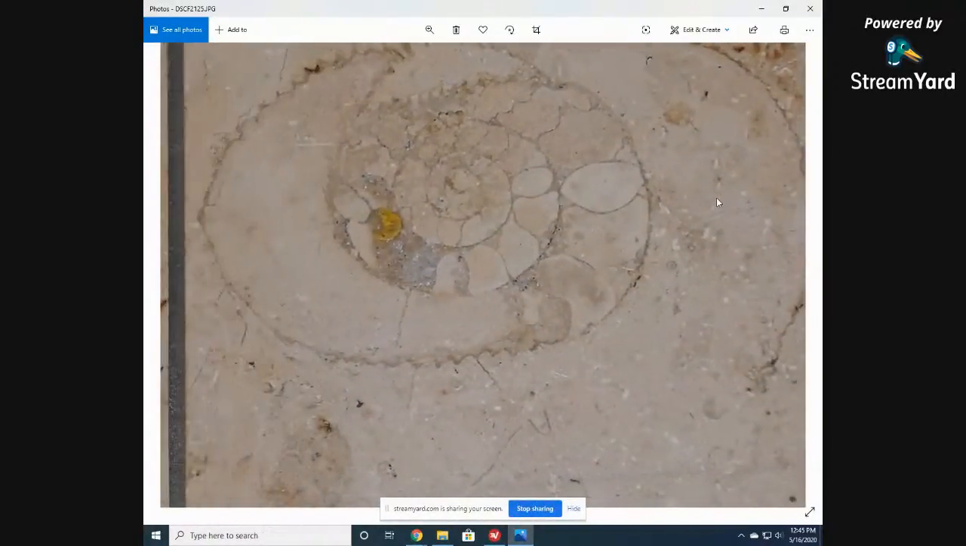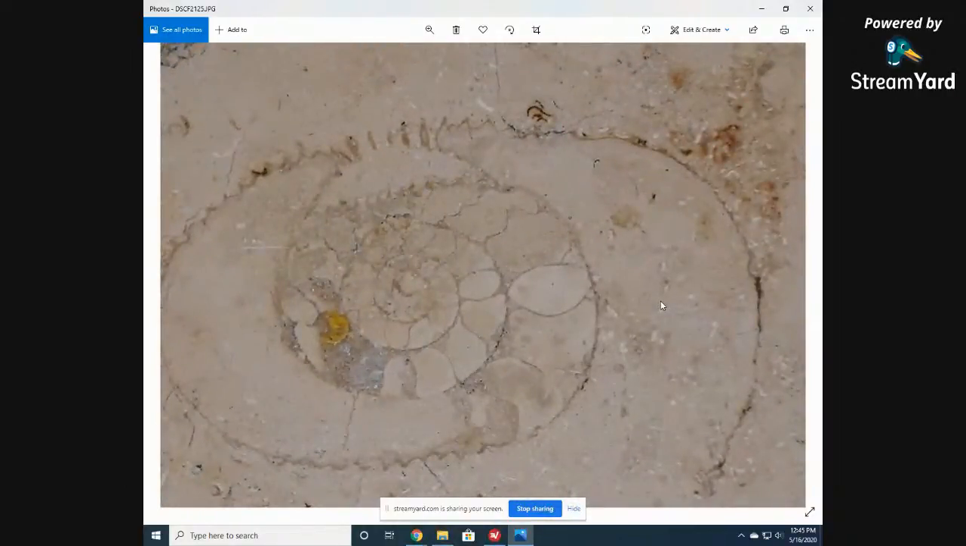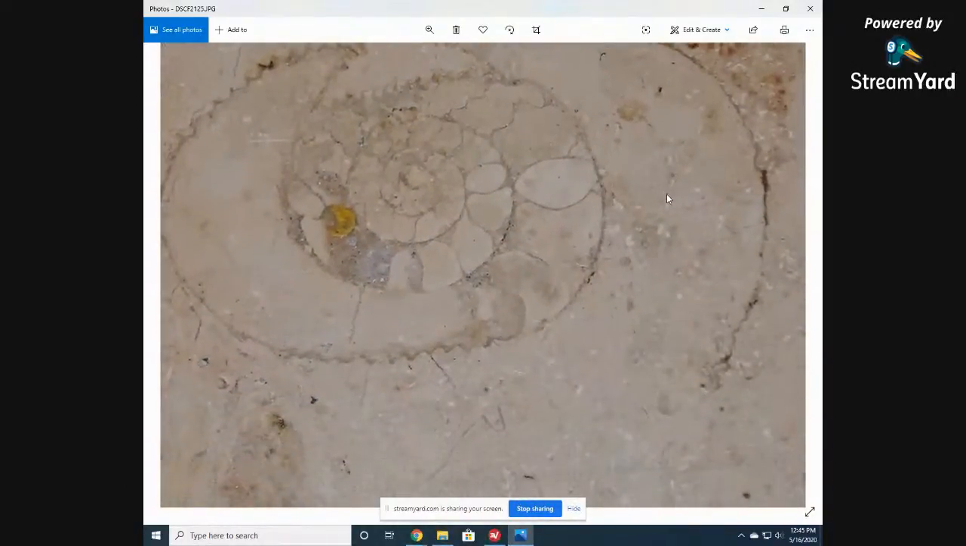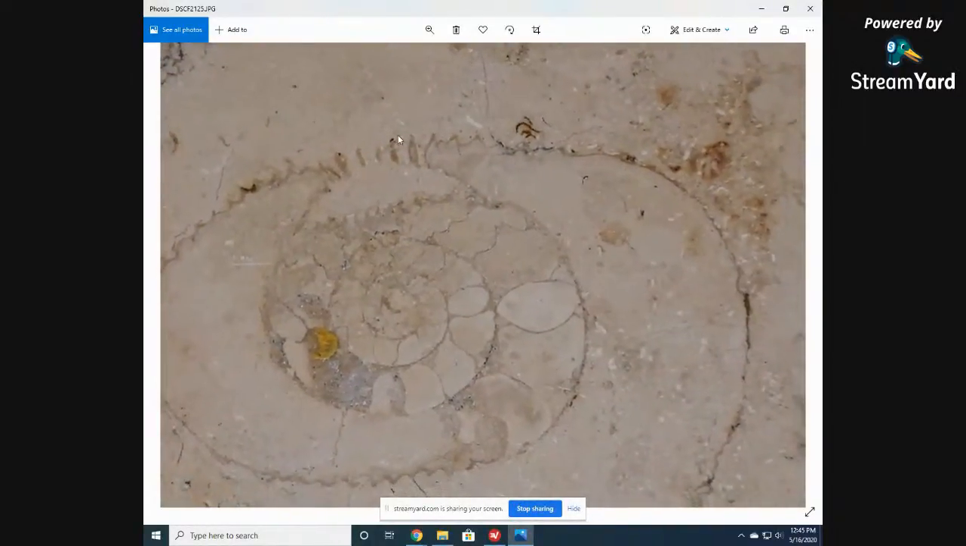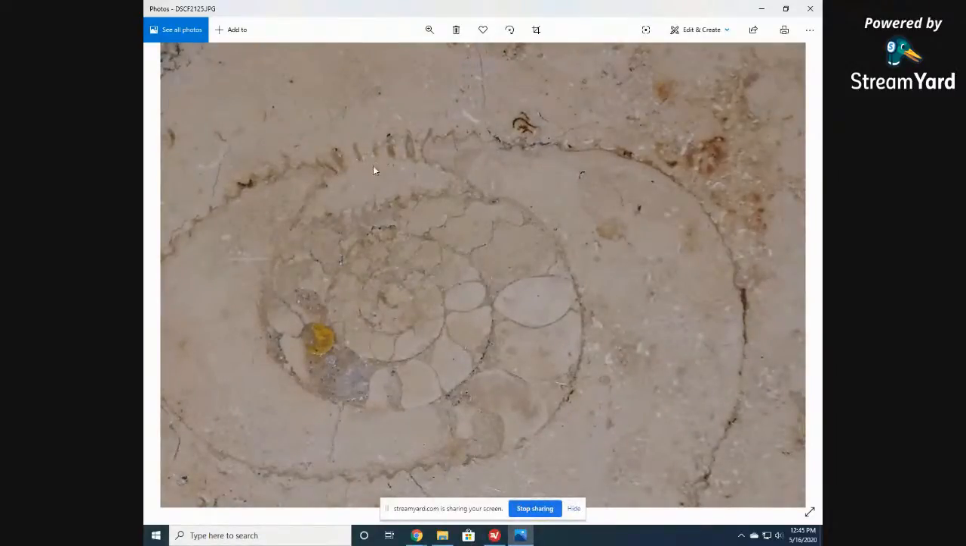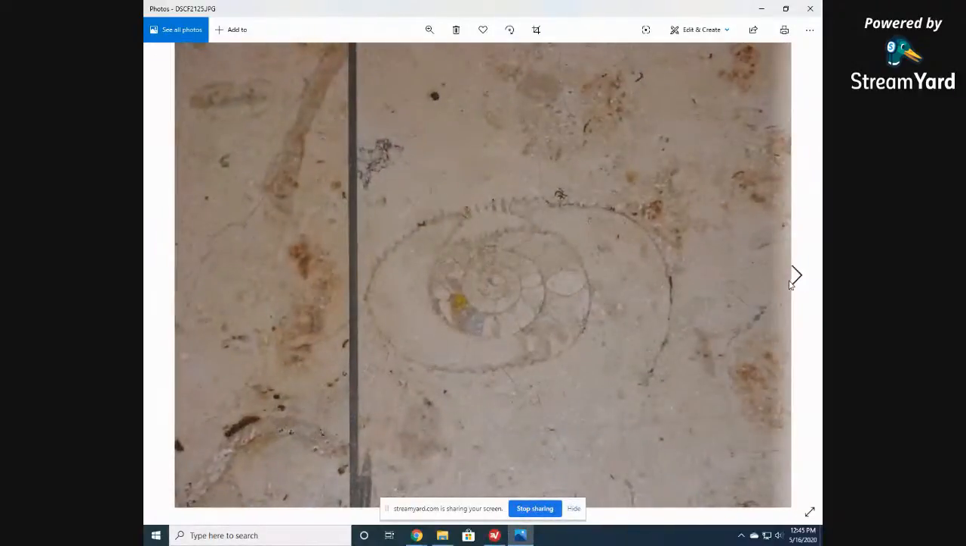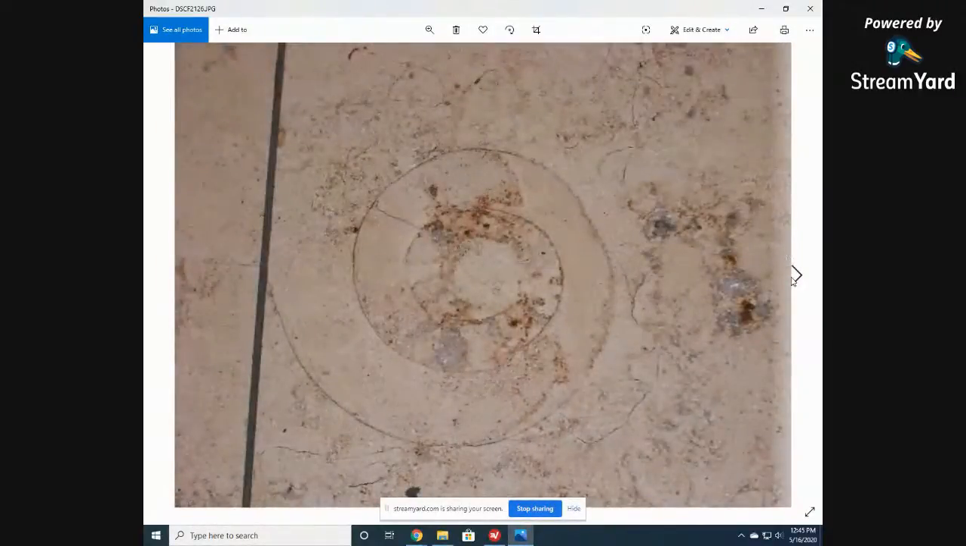So this is at an angle, some kind of angle. It's definitely at an angle. And if you had that as a hand specimen, you'd see beautiful ridges on the outside. But I do have a lot more pictures in there. I have different kinds of ammonites too. So this is basically the same kind.